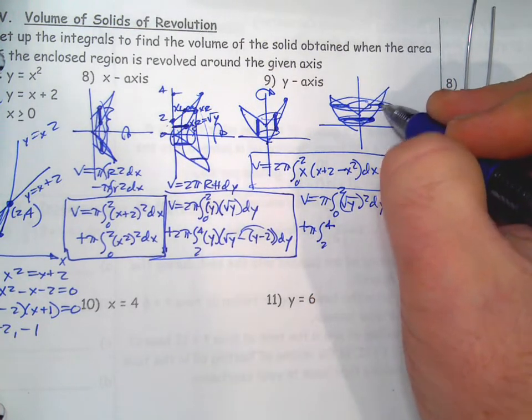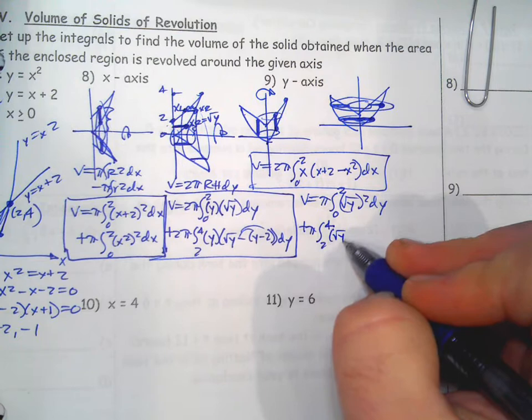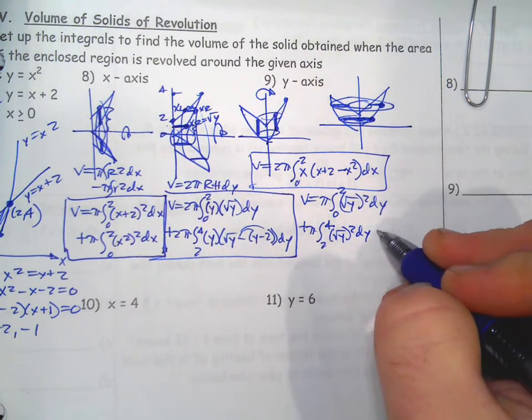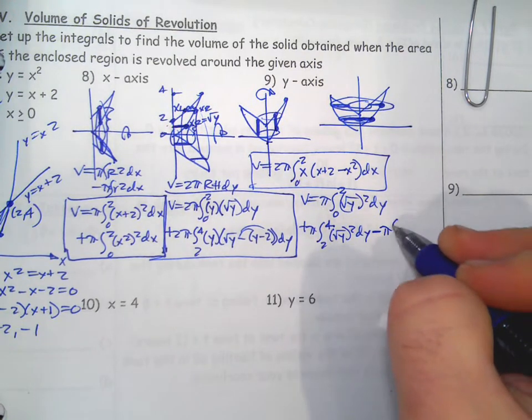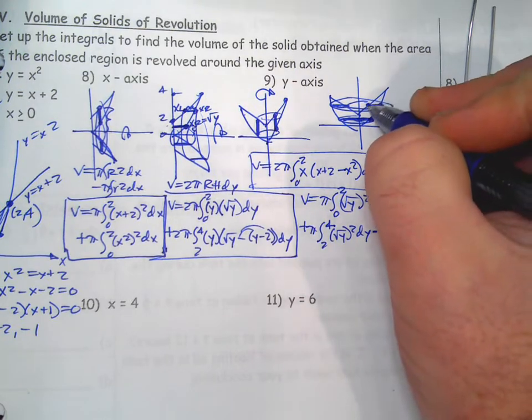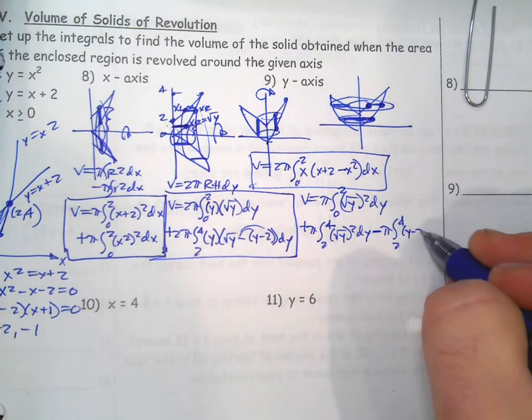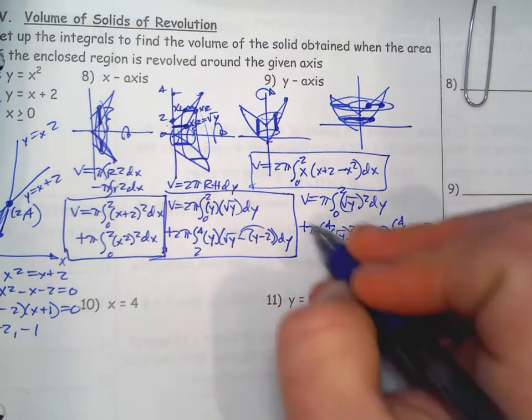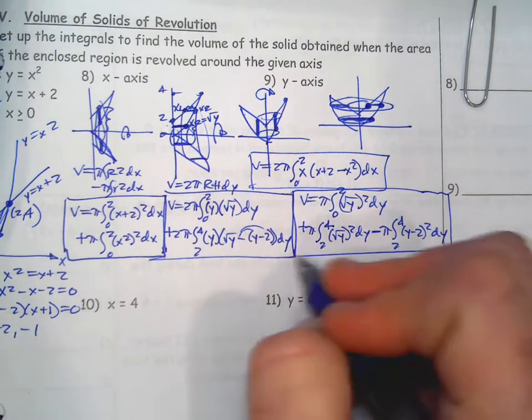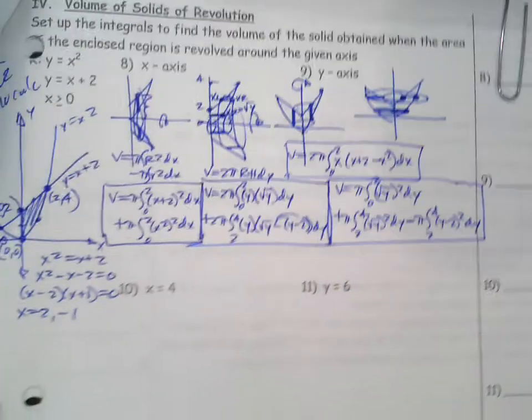And the outside washer is the same thing. It's square root of y squared dy, minus pi, 2 to 4. The little radius right here is the x coordinate on the line in terms of y, which would be y minus 2, squared, dy. So that's the setup with horizontal slicing, disc washers.